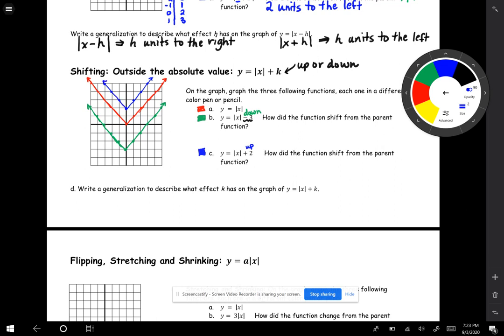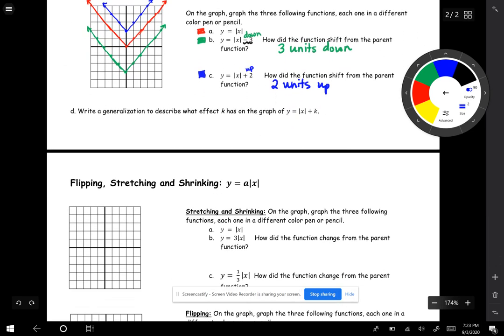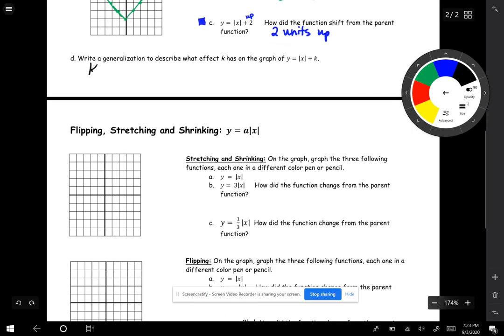So I guess we can answer these. So 3 units down, 2 units up. Write a generalization to describe what effect K has on the graph of y equals the absolute value of x plus K. So K moves the graph up or down.